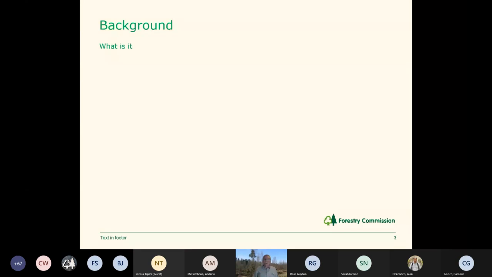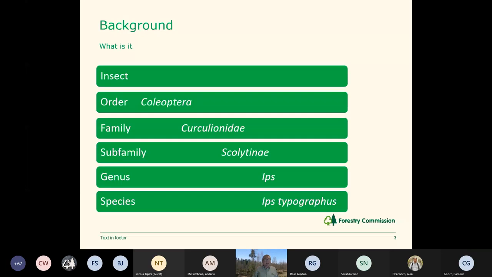So, what is it? It's an insect. It's in the order of Coleoptera. The subfamily is Scolytinae and the genus is Ips. I think there are 37 Ips species, all bark beetles, in the world, mostly found in the northern hemisphere. This particular species, Ips typographus, is endemic through much of Europe and Asia.